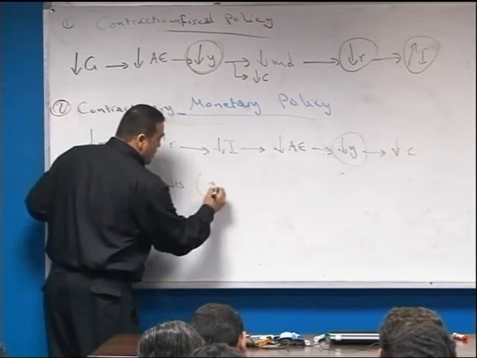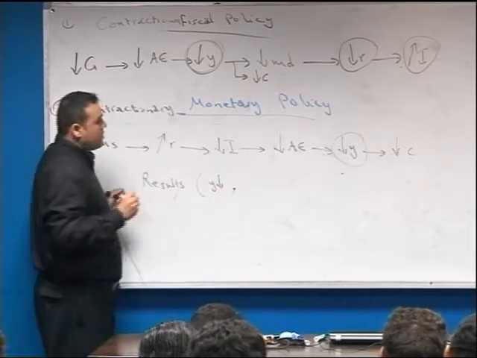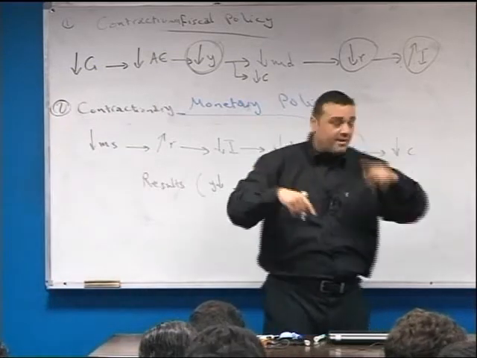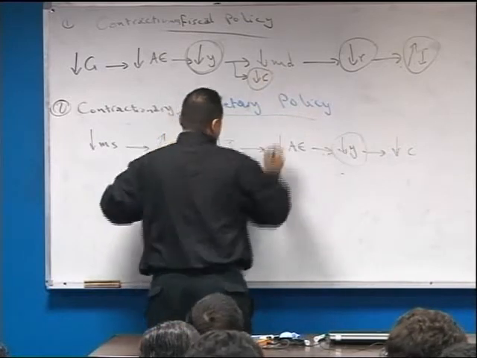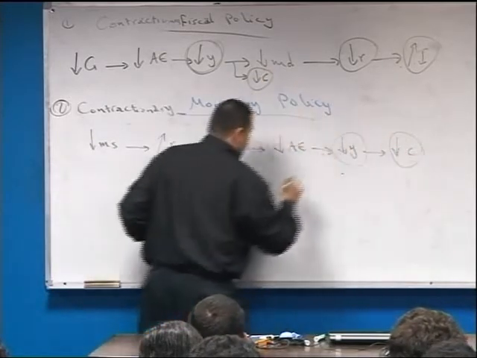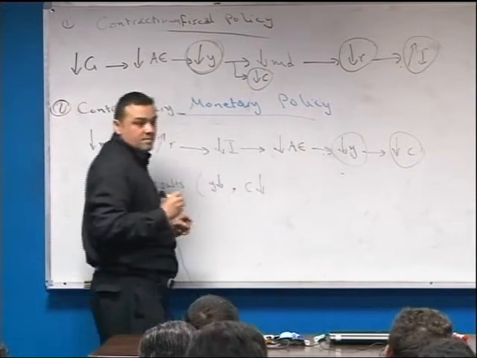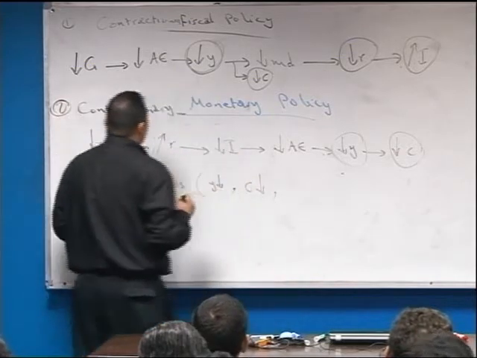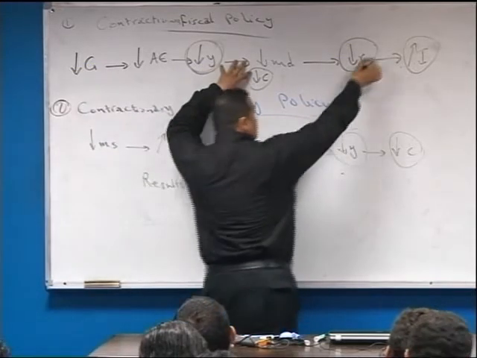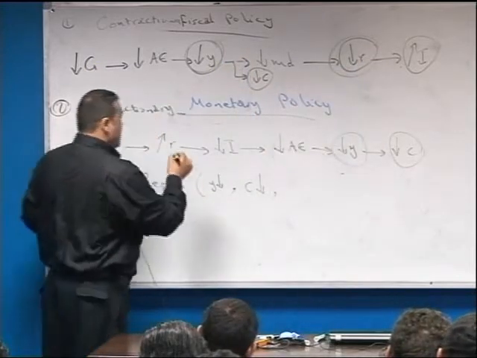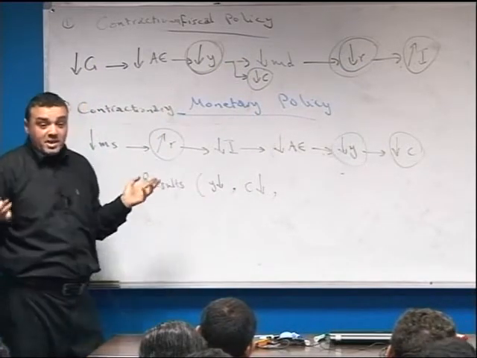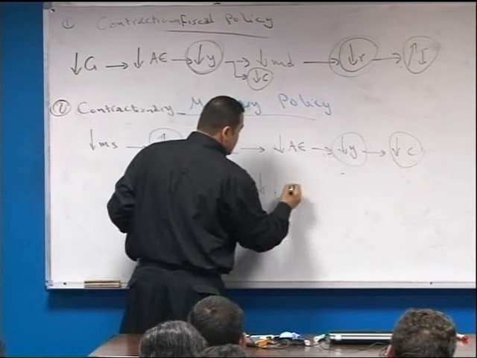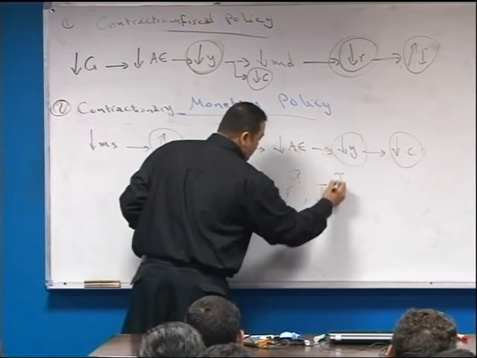So, Y would decline. What about C? C is the same, because it is in the same direction. C declined here, and C declined here, so the final result is C declining. Now take R and I. R here declined, here R increased. So the final result is ambiguous. R is ambiguous and I is ambiguous as well.